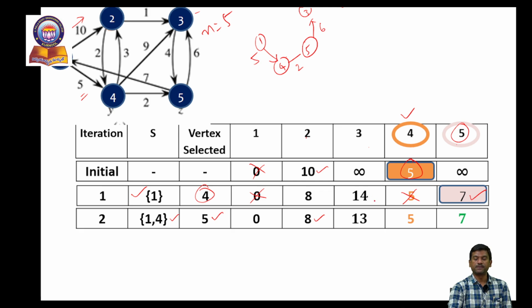Compare with the previous value of the distance of 3. So previous value is equal to 14 and the updated value is equal to 13. So you have to take the minimum, that is 13. And that is the purpose where distance of 3 is being updated with the new value, that is 13.